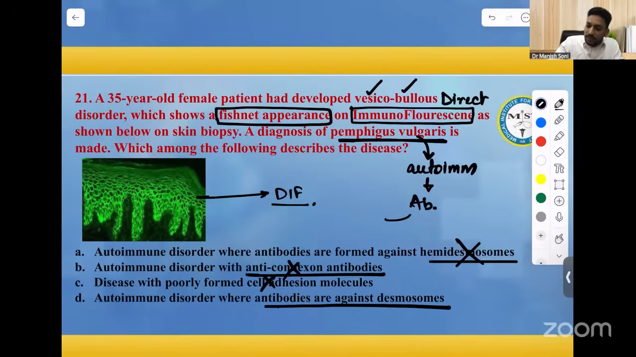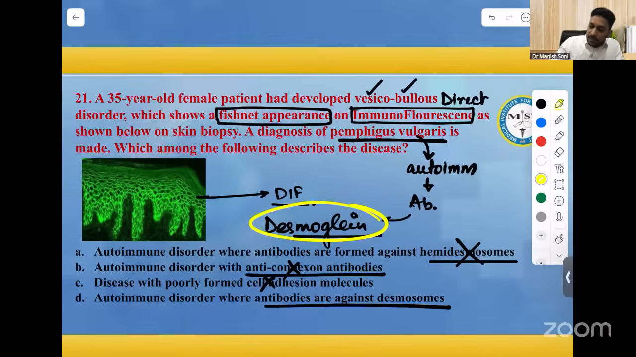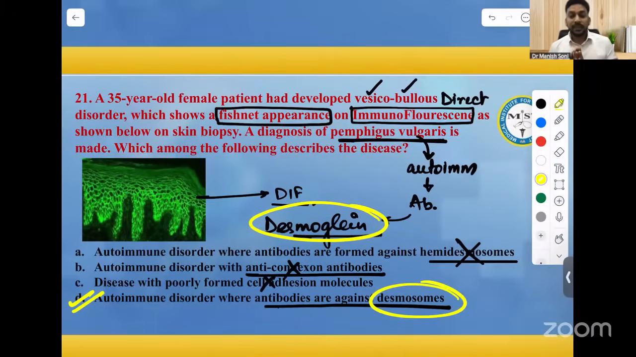So these antibodies are formed against desmoglein, and desmoglein is a protein present in desmosome. So answer becomes D. So remember that pemphigus vulgaris is a vesicobullous lesion. Here vesicles and bulla are seen. The investigation of choice is DIF. When you do DIF, a fishnet-like pattern is seen.